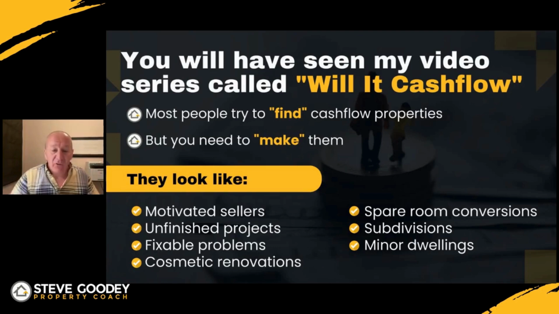The other one that I've really enjoyed lately is subdivisions. Anything over a 500-600 square meter section, move the house onto the back, build a new one on the front, minor dwellings, cabins, granny flats, all that type of stuff. You buy the land once, and if you can get 2 income streams out of it, you can push that yield higher and higher and higher.